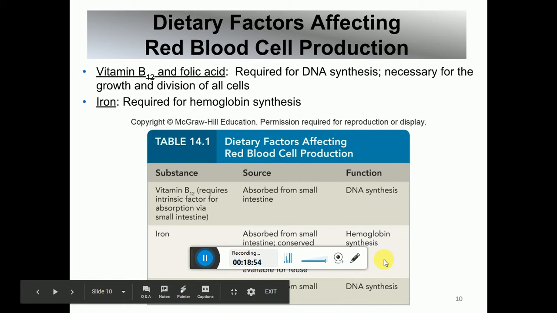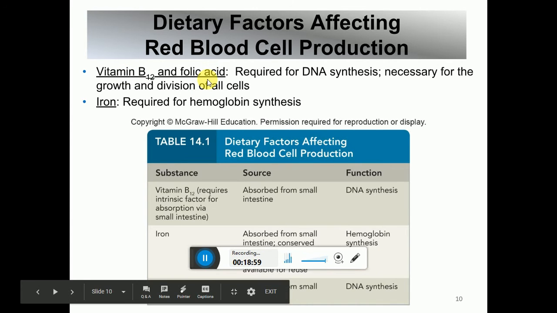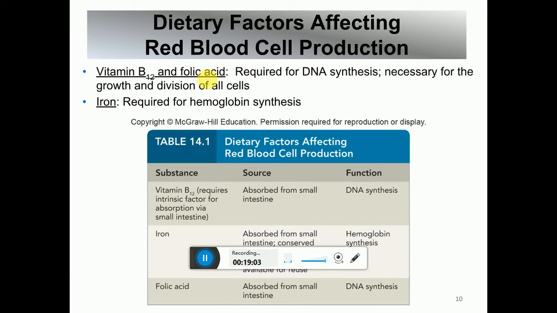For the dietary factors that we need in order to make RBCs, we need vitamin B12 and folic acid, and those are needed for DNA synthesis in general, and that's why during pregnancy, most women are prescribed folic acid, because that is necessary for the growth and the division of all of our cells, not just RBCs. But RBCs in addition also need iron in order to make the hemoglobin. Hemoglobin has a lot of iron in it, and if the person isn't getting enough iron, that can lead to anemia.